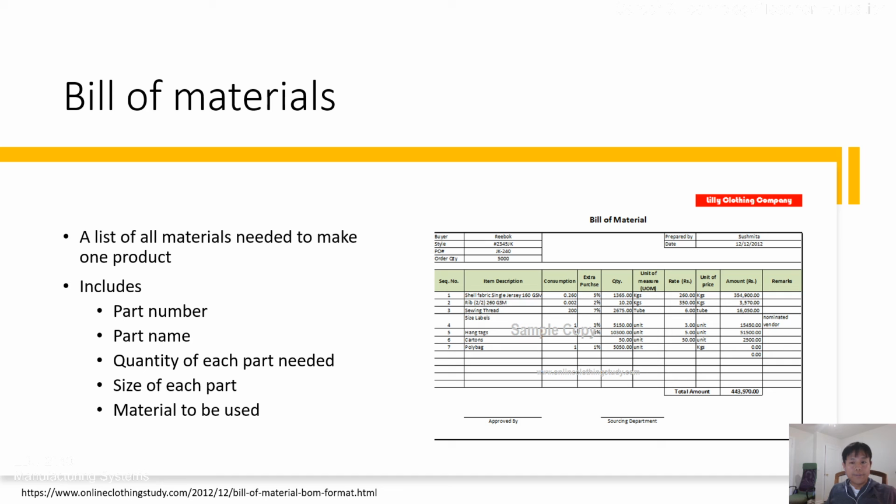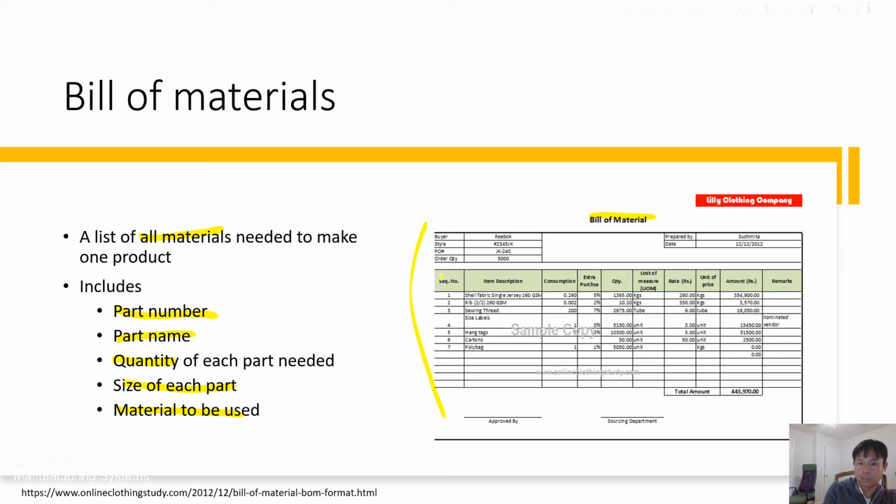And next is bill of material. So this is a bill of material. That is the specific item sheet. It shows a list of all material, and sometimes it may include part number or part name, quantity or size and material, or sometimes we can add cost. Yeah.